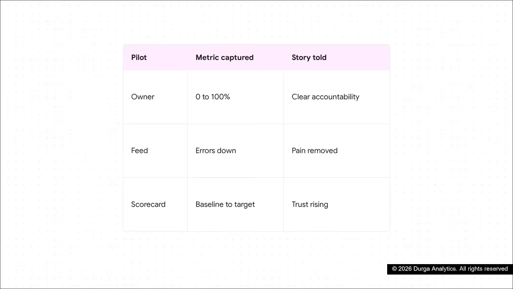And this brilliantly illustrates exactly how you translate those captured metrics into actual business value. Notice how each pilot pairs a hard data point with a really compelling narrative. If your pilot was fixing one critical feed, your metric might be errors reduced by 40%, 20 rework hours saved weekly. But the story you tell your executives is, we permanently removed a recurring business pain. If you stand up a quality scorecard, your metric is quality score baseline moved from 60 to 90. But the story is, we made trust visible and it's rising. Evidence plus narrative. That is the magic formula that gets your next phase funded.